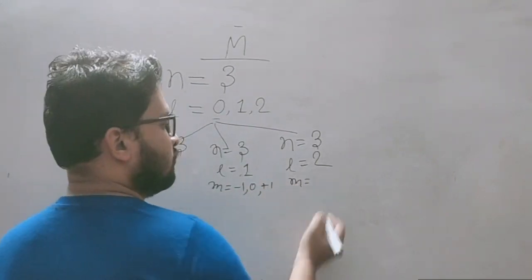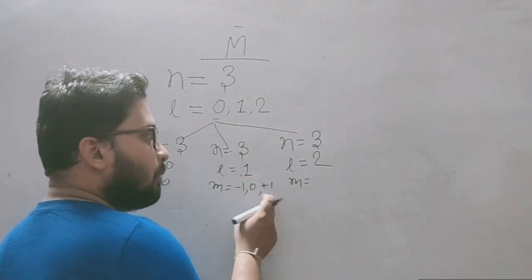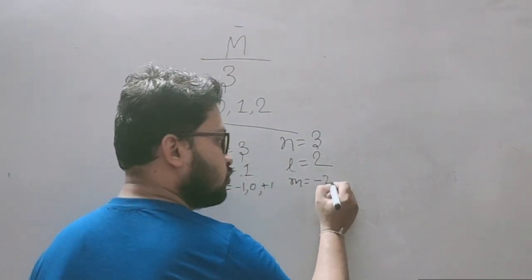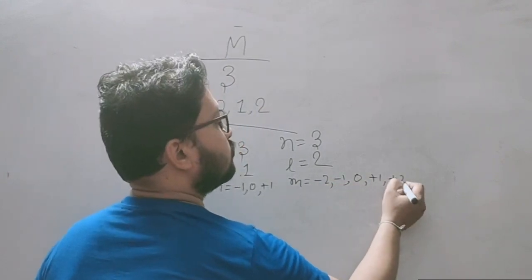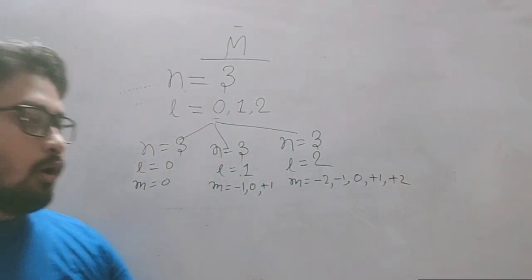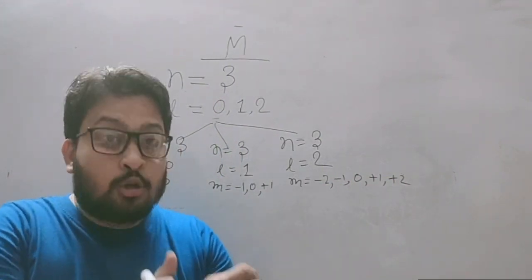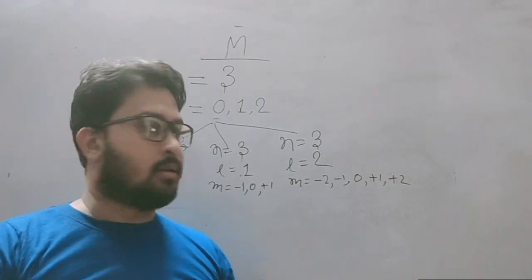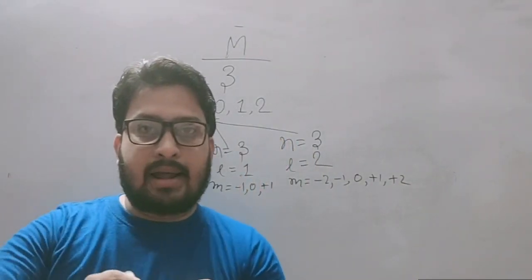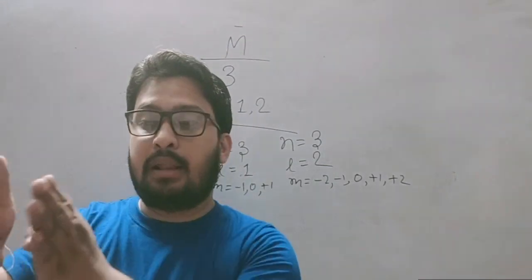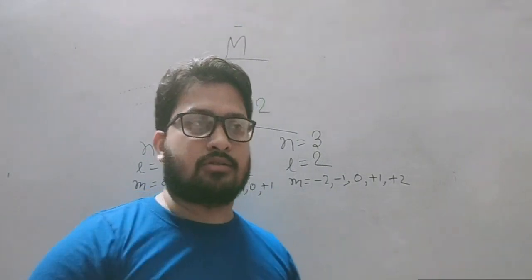For l is 2, m is minus 2, minus 1, 0, plus 1, plus 2. The value of m is between minus l to plus l. As the value of l is equal to 2, you can write the value of m as plus 2, plus 1, 0, minus 1, minus 2.